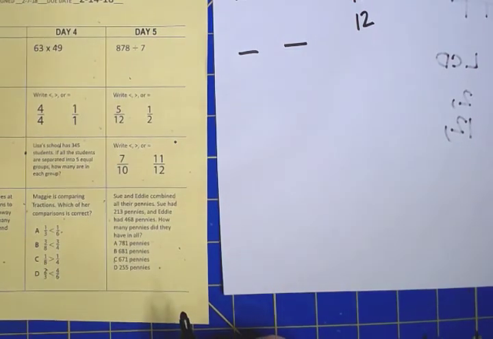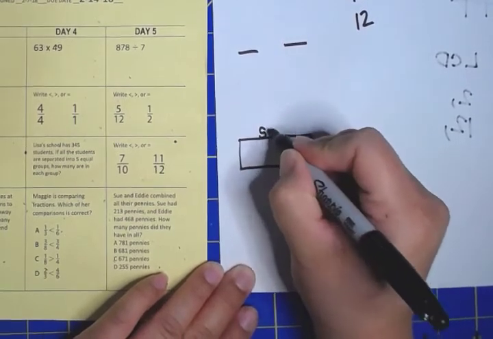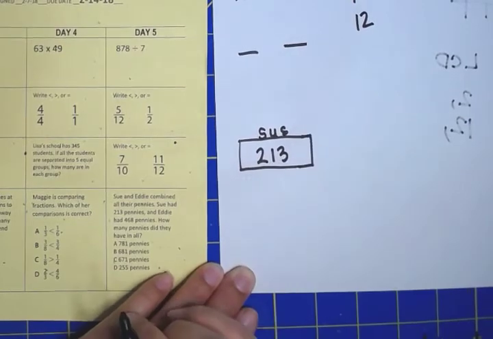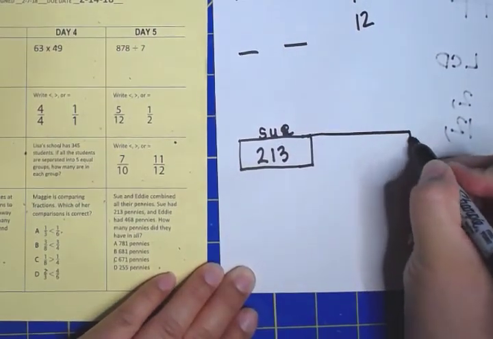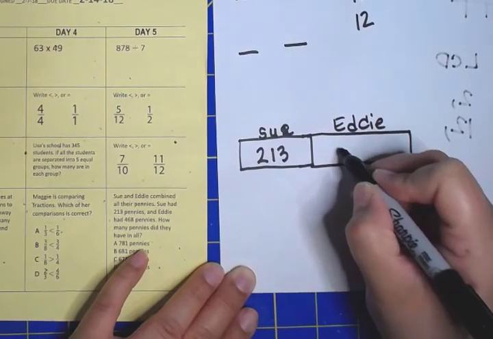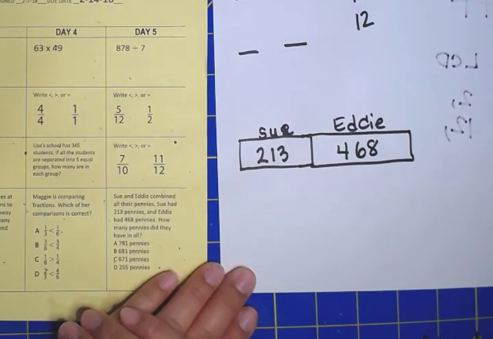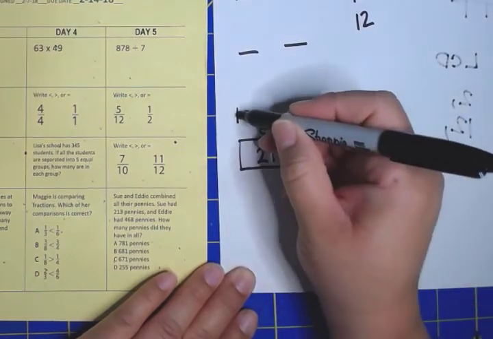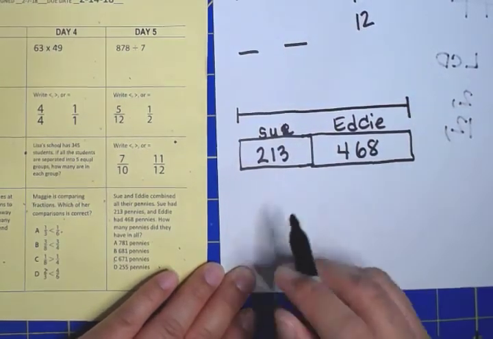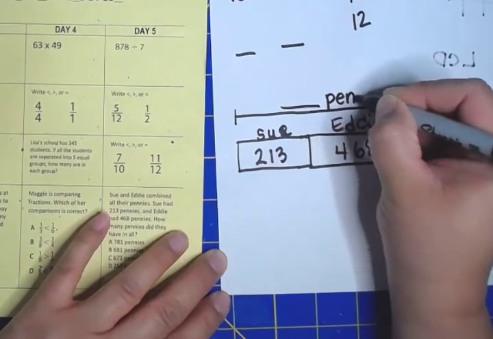Sue and Eddie combined all their pennies. Sue had 213 pennies and Eddie had 468 pennies. How many pennies did they have in all? So we have Sue's pennies right here, and she had 213, and Eddie has 468 pennies. And they want to know, the question says, how many pennies did they have in all? So you need to figure out a way to see how many pennies they have from this side, from here, all the way to here. The total number of pennies.